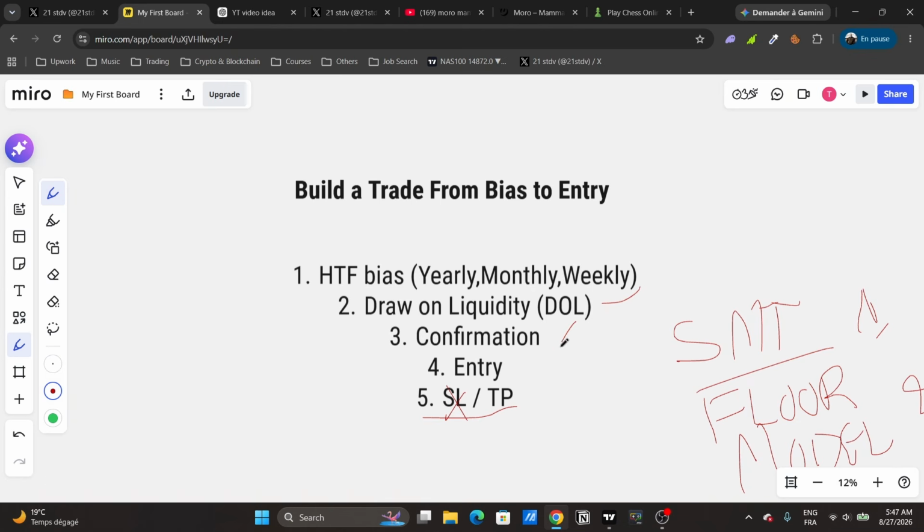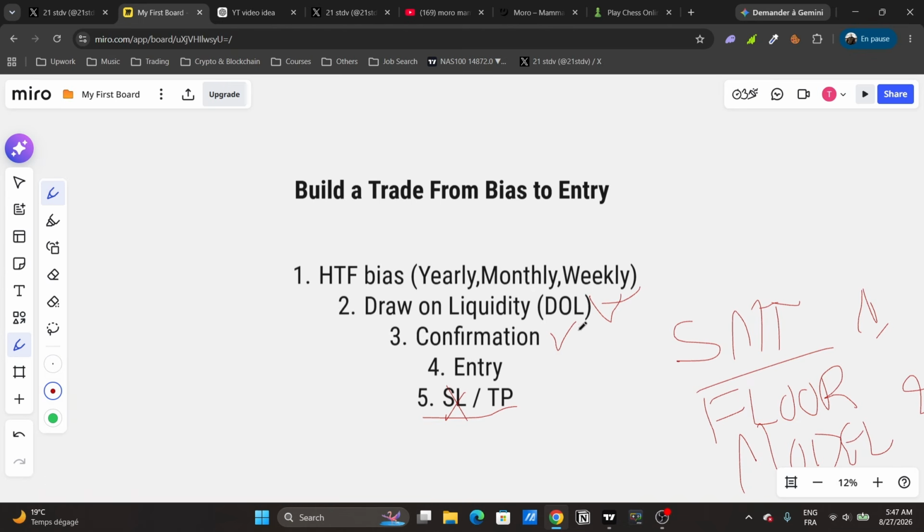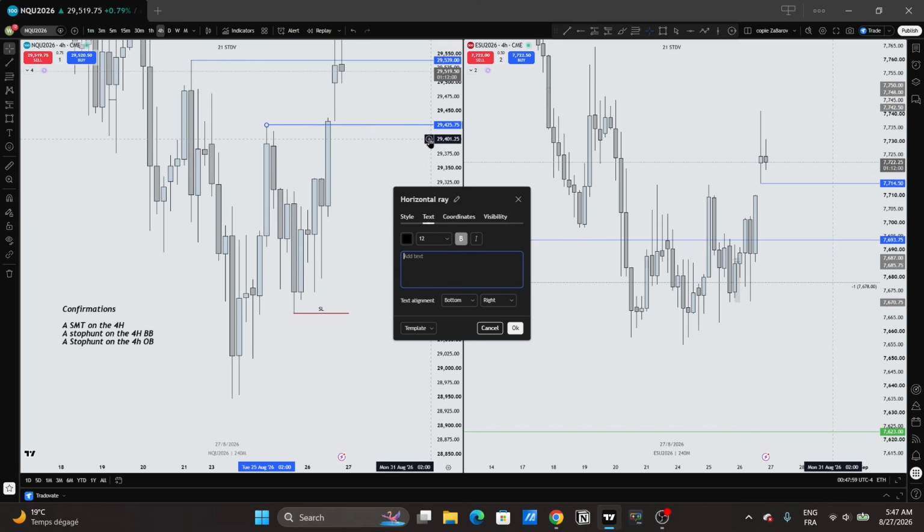The confirmations, check. Draw on liquidity. We already have this high and this one, but we'll take this one as our main one, which is the recent high or the previous day high. And we have our higher time frame bias. So we need an entry and we have already our take profit. So basically we just need an entry now. This is our take profit here.